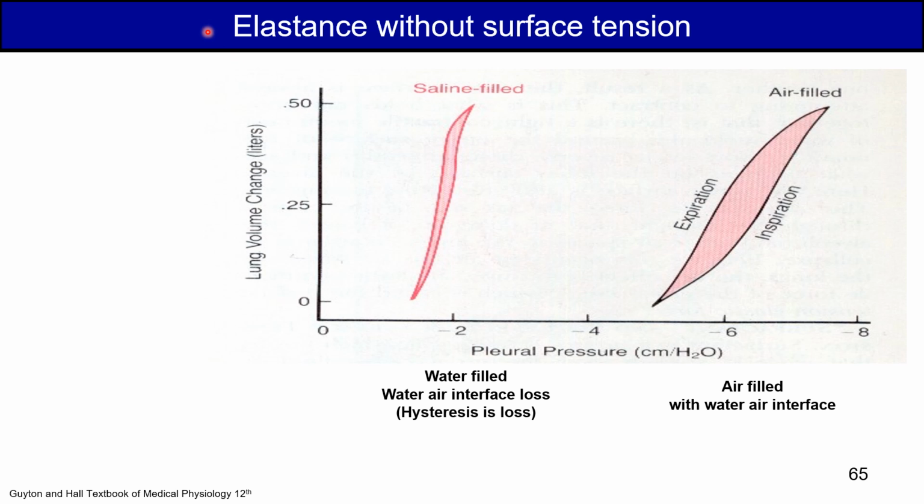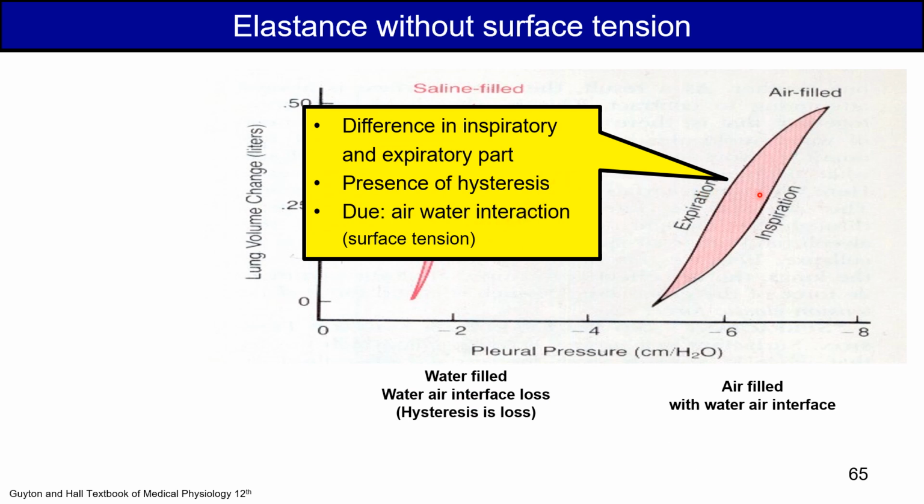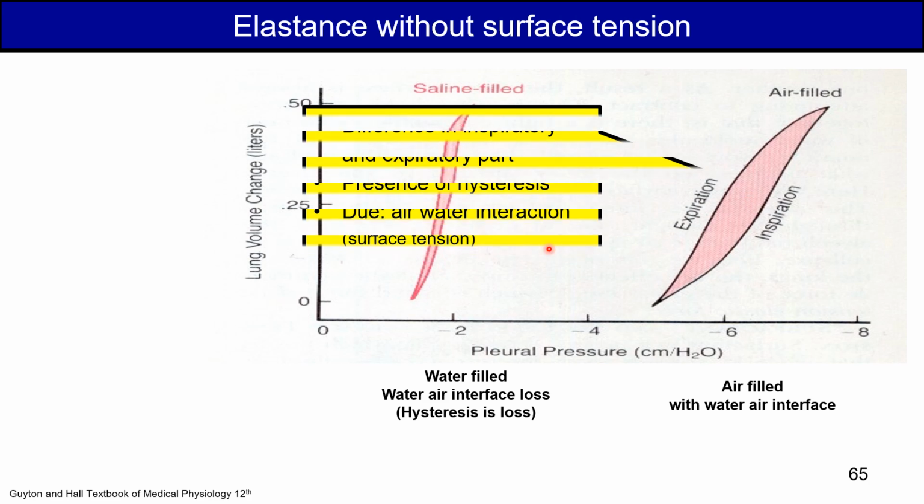Now let's discuss elastance without surface tension. Here's the compliance loop of a lung that is air-filled, while this is the compliance loop of a lung which is saline-filled. Notice that in the compliance loop of the air-filled lung, there's a difference between the inspiratory and expiratory parts of the loop, which is known as hysteresis.